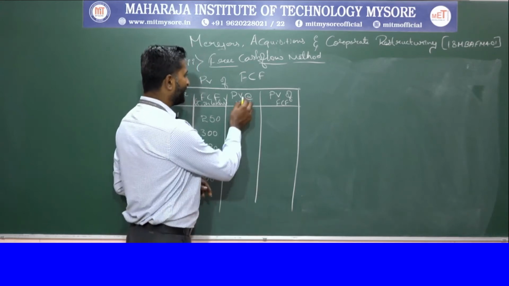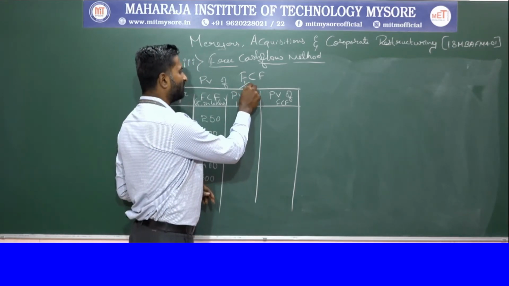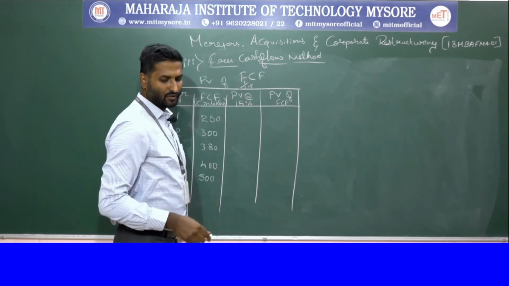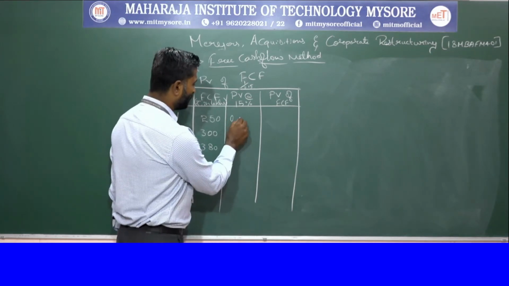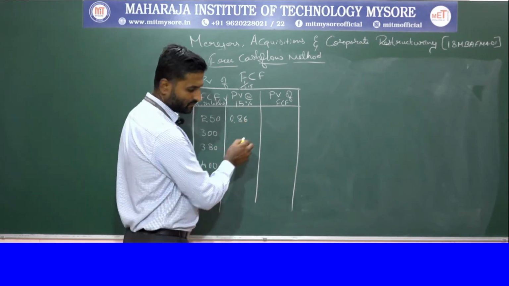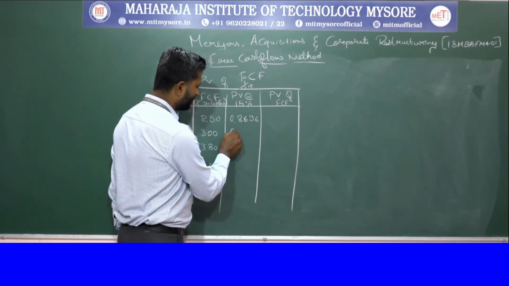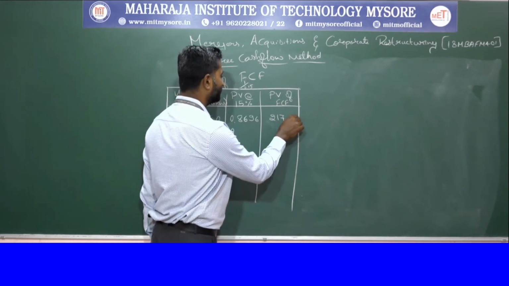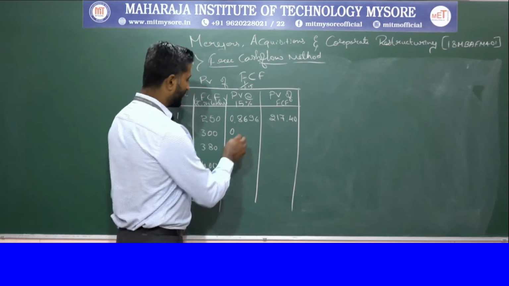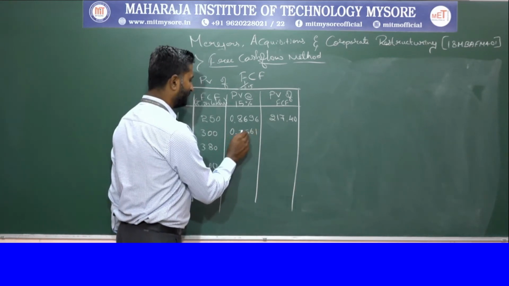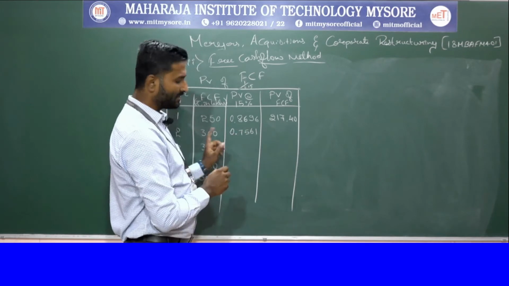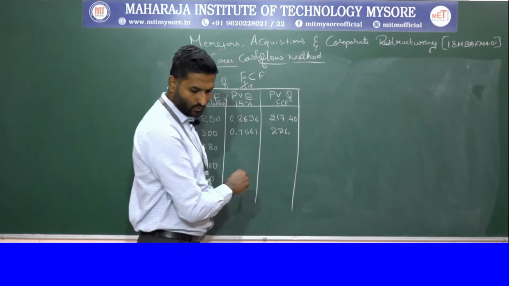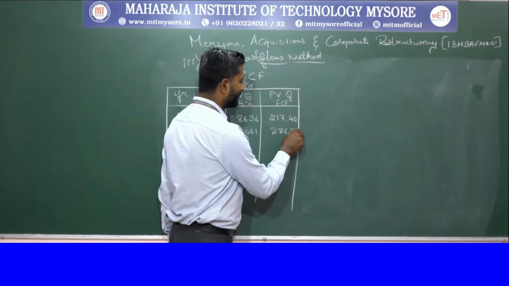So based on that, 1 divided by 1.15. So 1 divided by 1 plus R. Press equals for 5 years, and you will get the factor values. So 0.8696, and when we multiply that, we will get 217.40. And 0.7561, multiplied with the 300, we get 226.83.